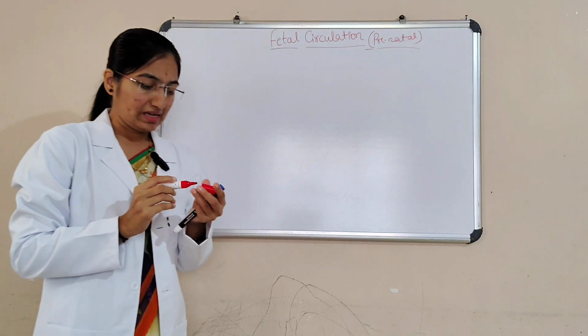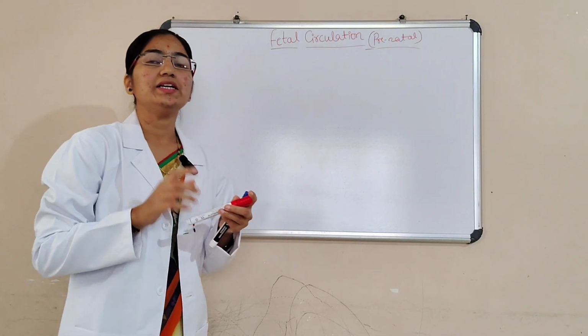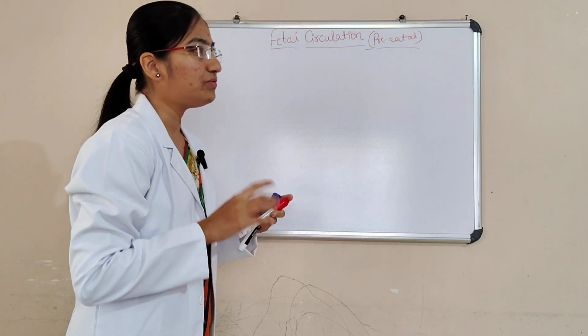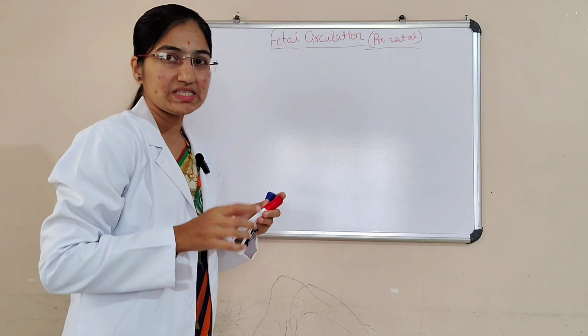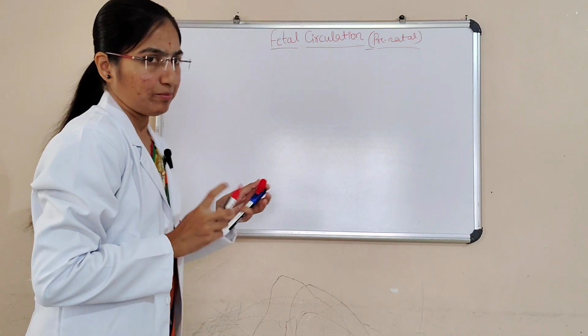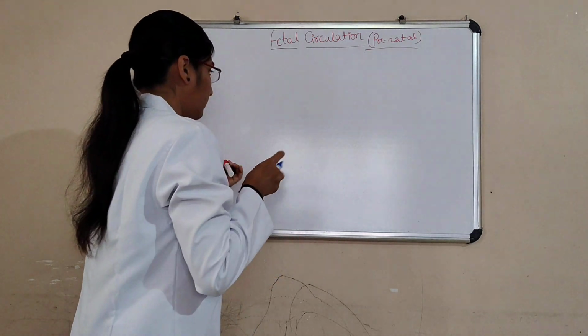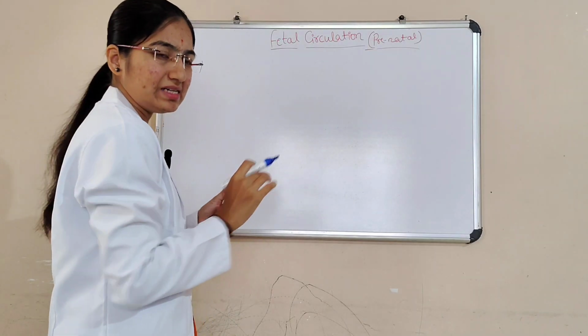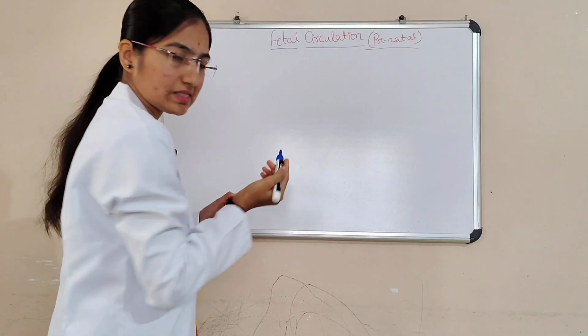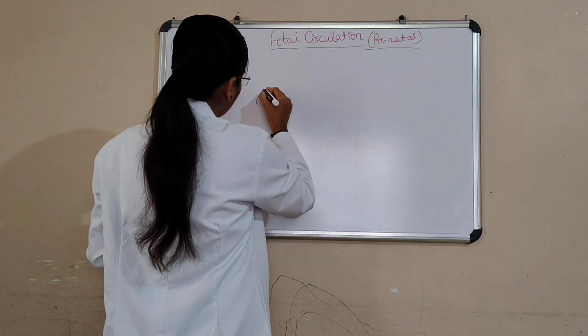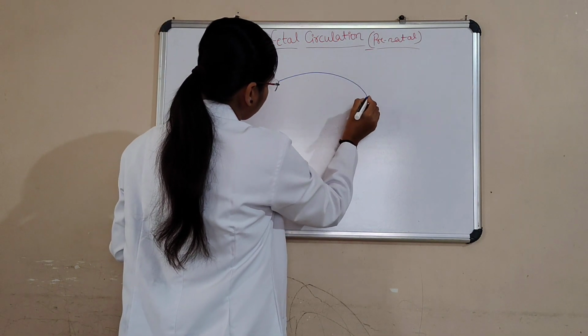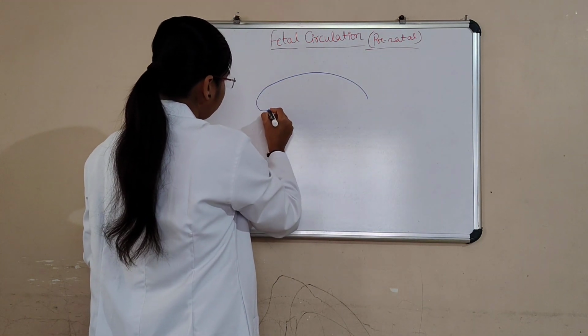The maternal part contains the intervillous space, and the fetal part contains the villi system. We'll see just the diagram. First, the maternal part, that is the intervillous space.